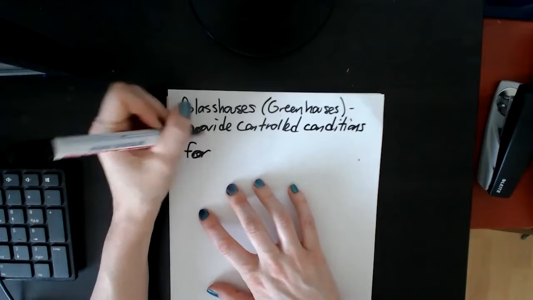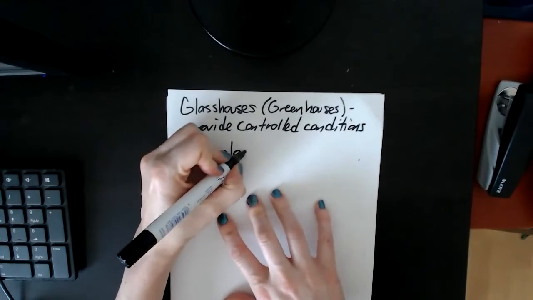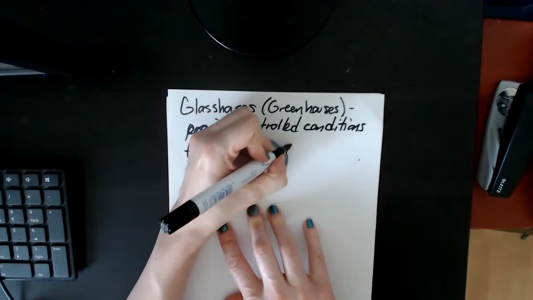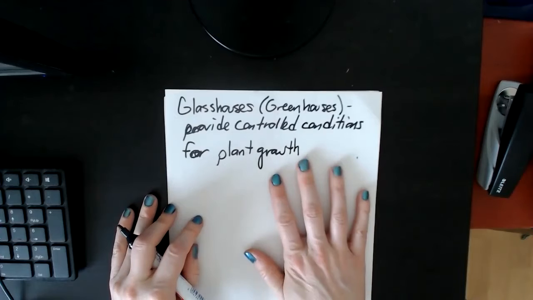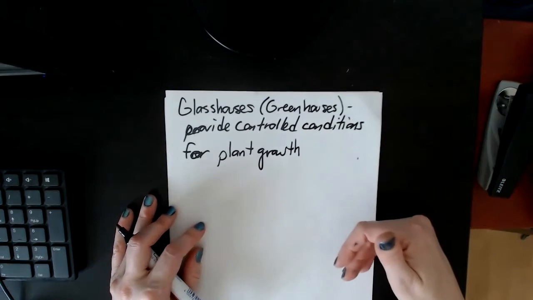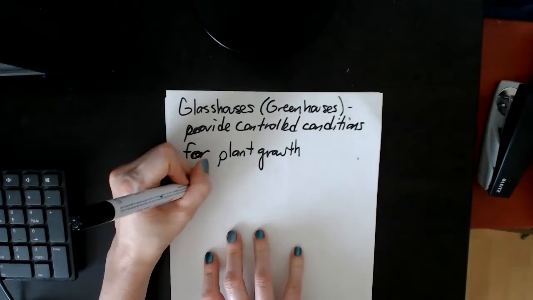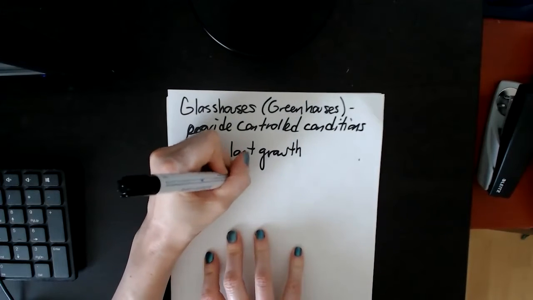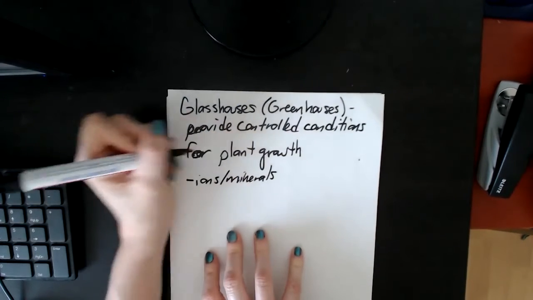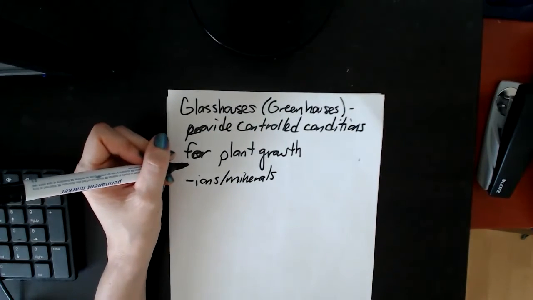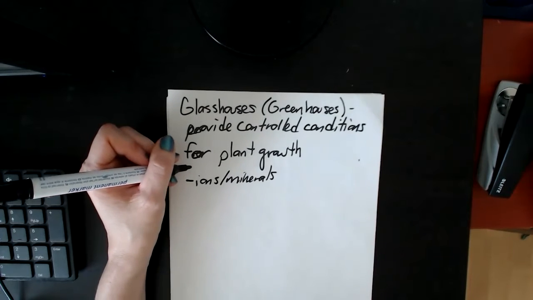And so you should definitely be able to talk about all the ways that they do that. One of the things is that you can control the ions and the minerals that are present in the soil, and this can be done through fertilizer. So for example, nitrates, magnesium, calcium, phosphates.